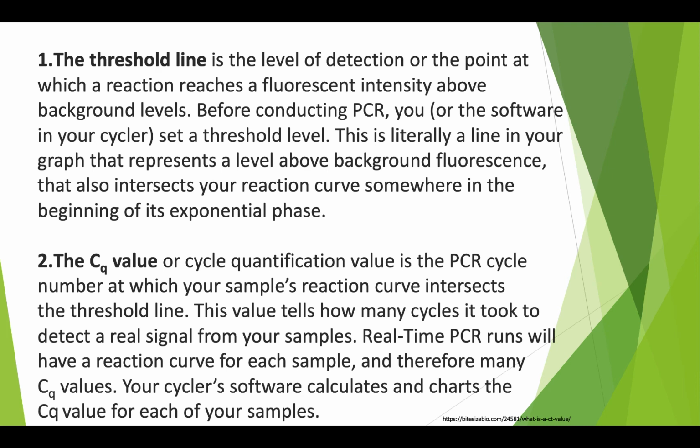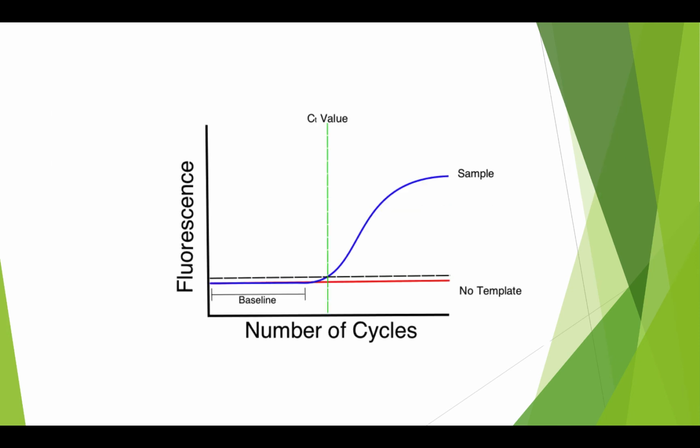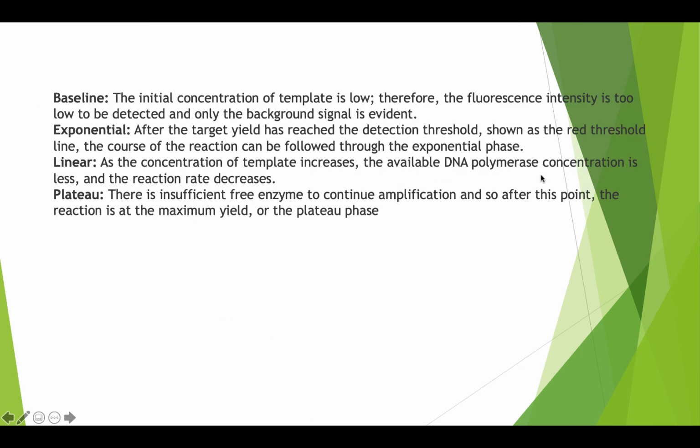So this value tells you how many cycles it took to detect a real signal from your sample. This is important. Real-time PCR runs will have a reaction curve for each sample and therefore many CQ values. So your cycler software calculates and charts the CQ value for each sample that you use.